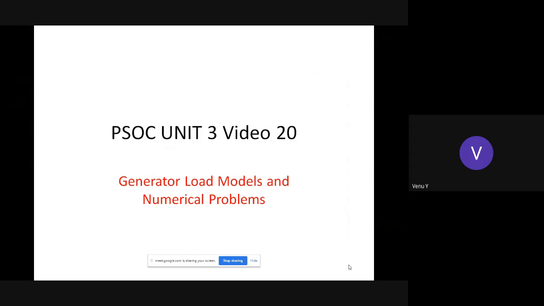Good morning, everyone. Today, I would like to explain the Unit 3 summary as well as generator load models and numerical problems in Unit 3 of PSOC, Power System Operation and Control. This might be video number 20.